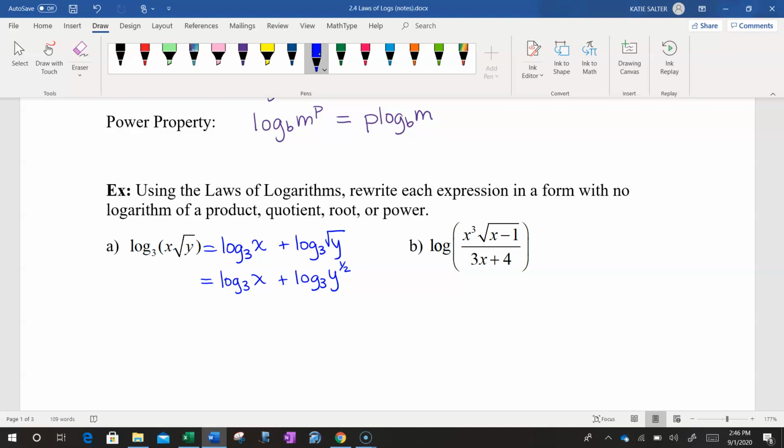Now we can use our third law of logs, our power property, and take that power up here on this y, that exponent, and drop it down in front as the coefficient. So this is log base 3 of x plus 1/2 times log base 3 of y. And that's as far as we can go with this.